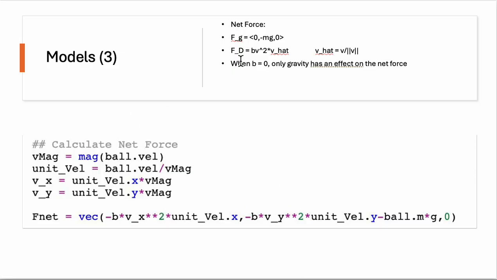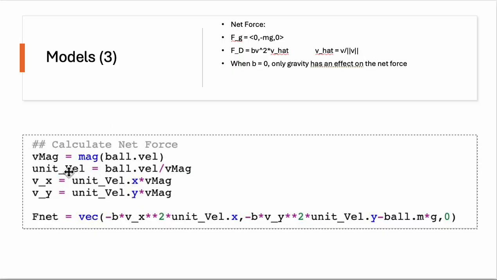We knew that there was the force of gravity, which in our y direction, the negative y direction, is just the mass times the acceleration due to gravity. But there's also our drag force, which is b times v squared, velocity squared, times the direction, so v hat, the direction of that velocity. And we know that for any unit vector, v hat is equal to v over the magnitude of v. So that is all I did here, basically.